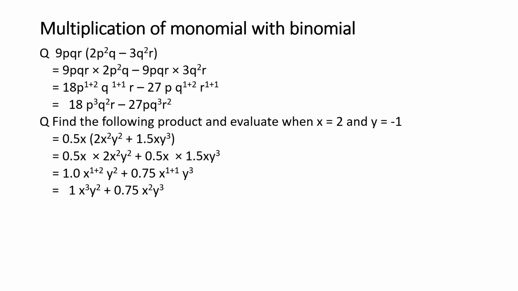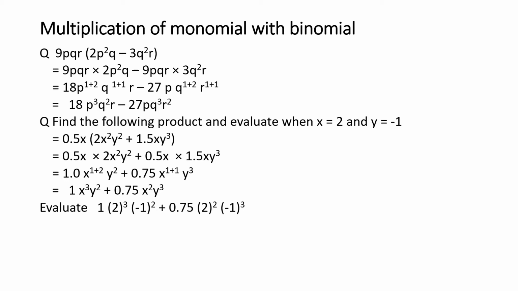Now 1x cube y square plus 0.75 x square y cube. Now what does evaluation mean? Evaluation means to put the values of the variables which are given to us, x is equal to 2, y is equal to minus 1, in the RHS, that is our result part. That is 1x cube y square plus 0.75 x square y cube. We have to put the values of x and y in this result. This is evaluation. Now we are going to evaluate.